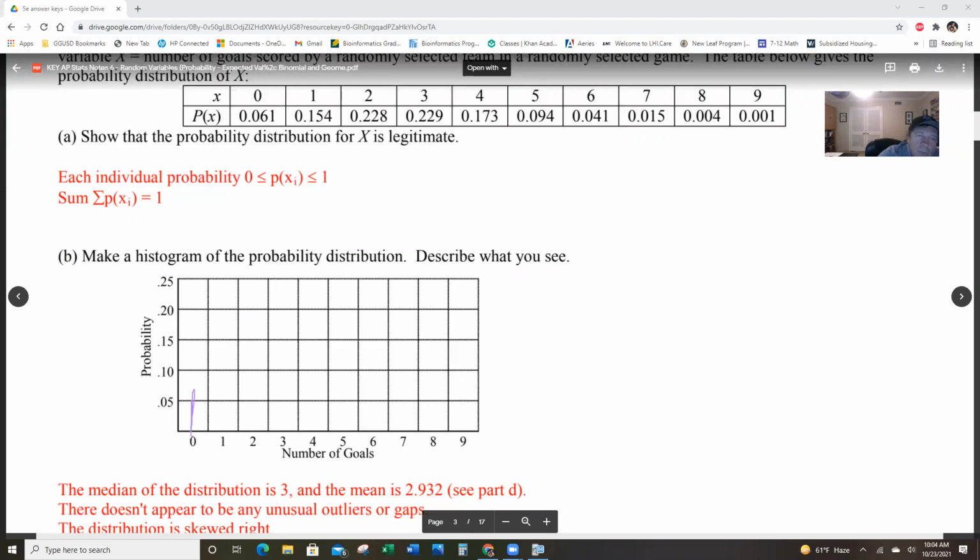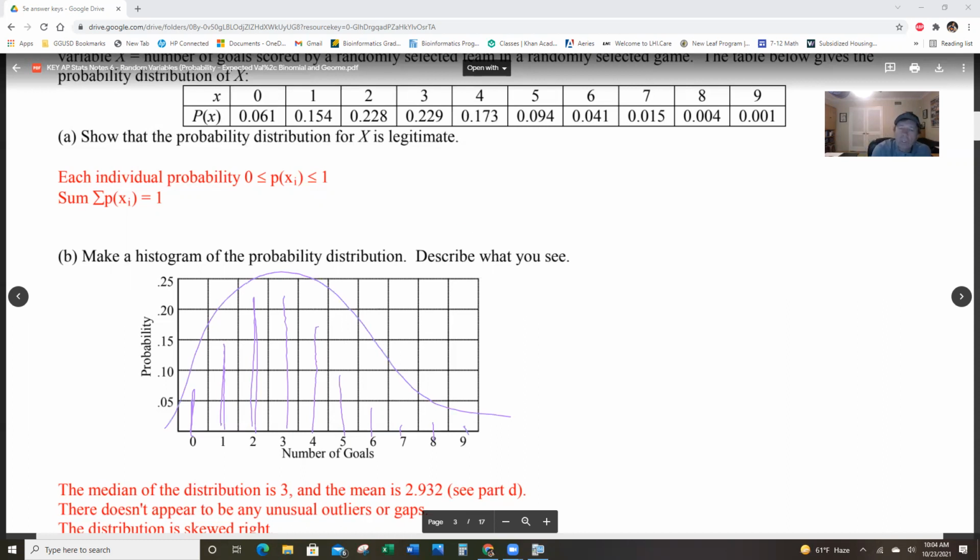6%, 15, about 15. There we go. About 22 or 23. There we go. About 20, same thing, somewhere in there. 4 is 17. 5 is 9. 6 is 4. 7 is 1. 8 and 9. All right, so this is pretty classic, skewed to the right. Okay, there we go. That's better.